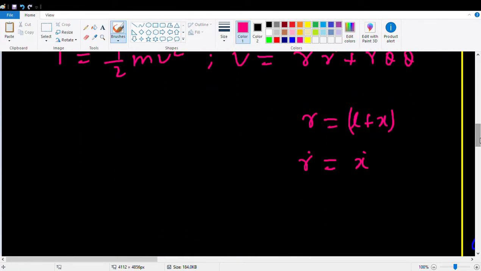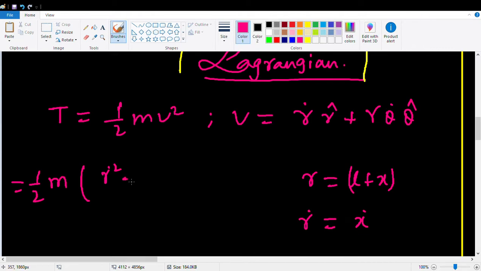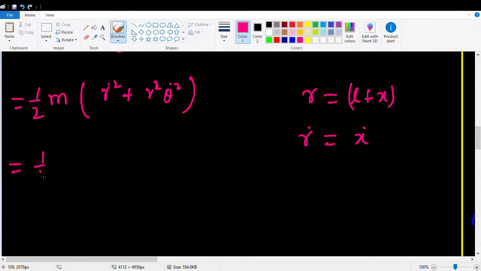So my equation of motion will become, kinetic energy will become half mv squared. What is my v? V is nothing but r dot squared plus r squared theta dot squared. Well, what I can do is here r dot is going to give me x dot squared. Now r squared is nothing but L plus x squared, now theta dot squared.